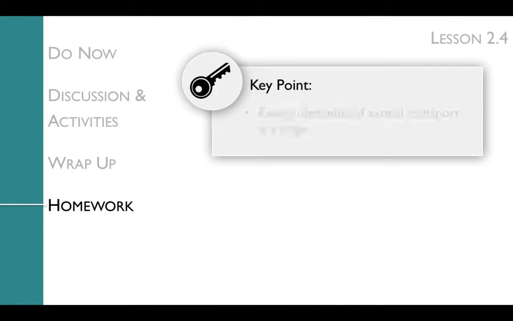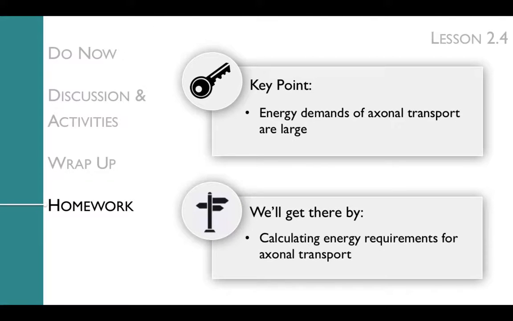The key point of the homework is that energy demands of axonal transport are large. We'll get there by calculating the energy requirements for axonal transport.